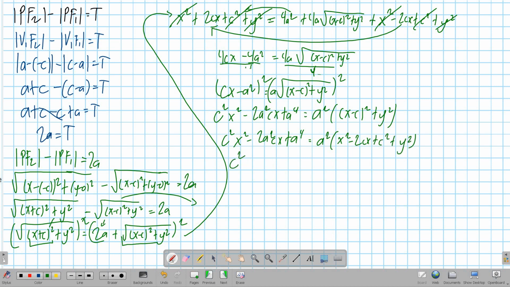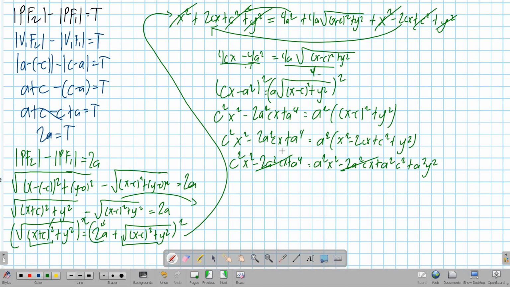The left side remains the same. Let's just rewrite that. Well, now we distribute a squared. Hence, we have a squared x squared minus 2a squared cx plus a squared c squared plus a squared y squared. If we're going to cancel out terms, we're going to see that we can cancel this one out. So, from there, since we cannot cancel anything anymore, that's what we'll have left.